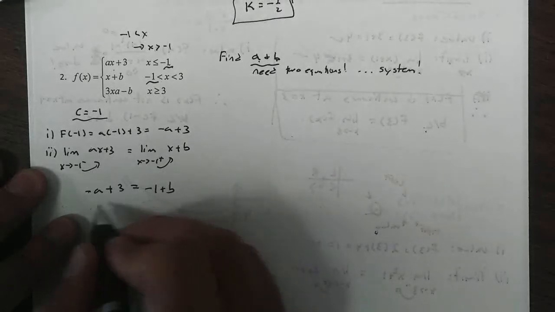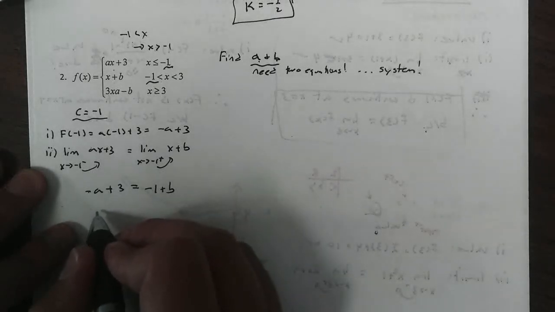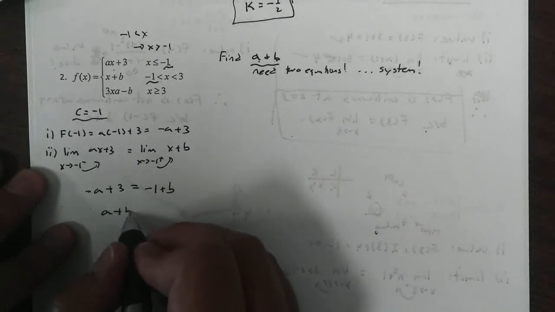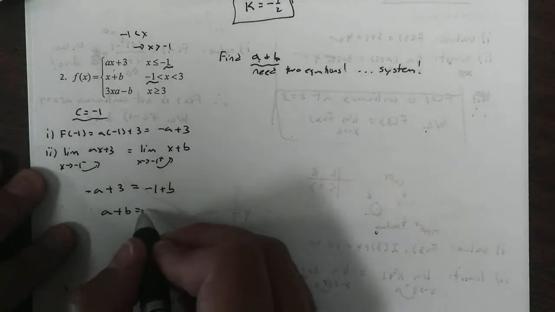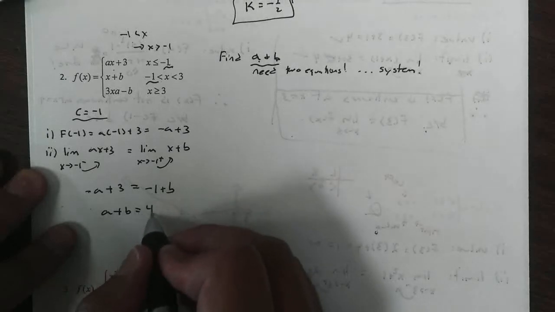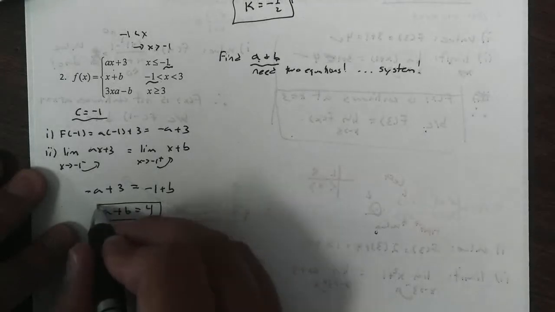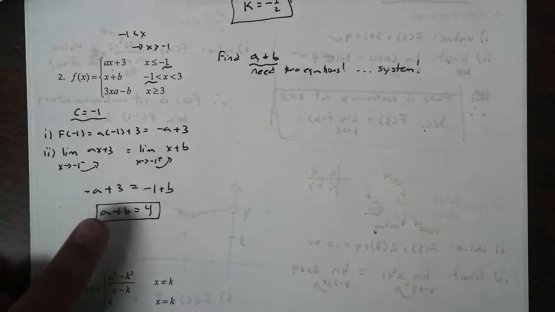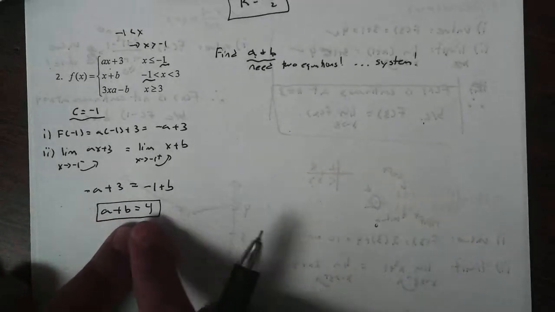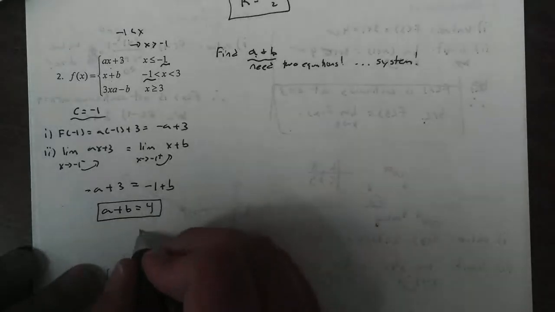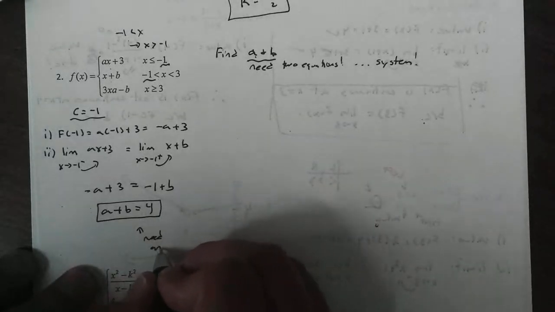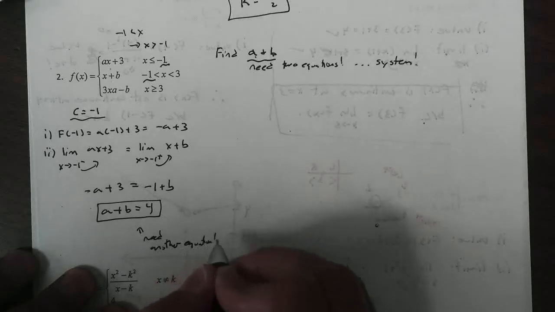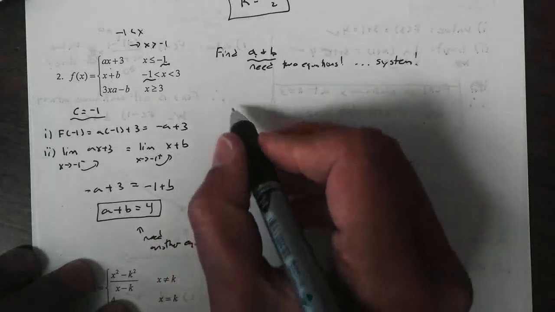And if I do this, bring this over, we would get, what is that? A plus b equals, what's that? 4. So there is my first equation. Now note, again, we have two variables, which means we need another equation. So we need another equation here. Yuck. So we need another c value.